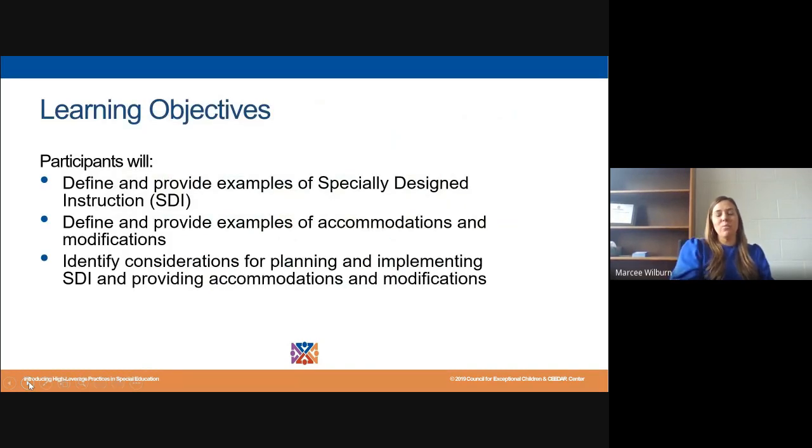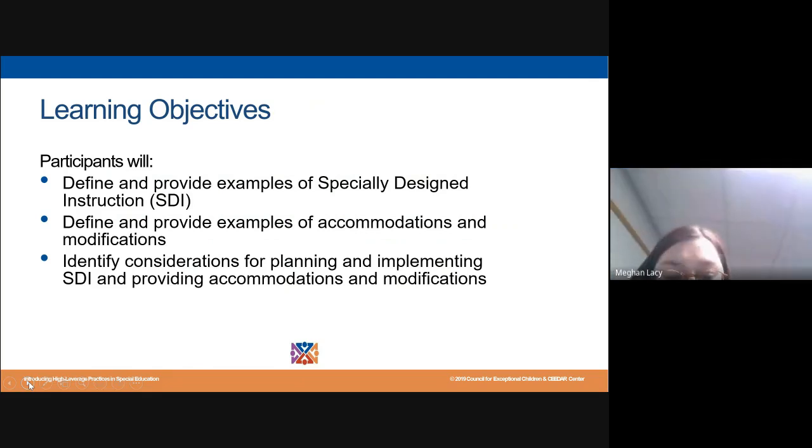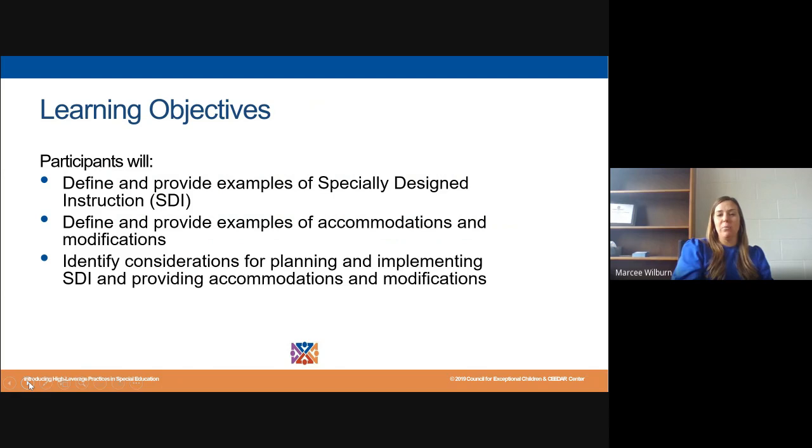All right, so here's what I would like for all of you to get out of today's session. I want you to be able to define and provide examples of specially designed instruction at the end of today. I want you to be able to define and provide examples of accommodations and modifications. And I want you to be able to identify considerations for planning and implementing SDI and when providing accommodations and modifications.